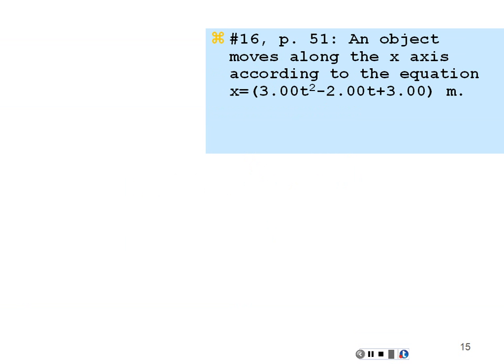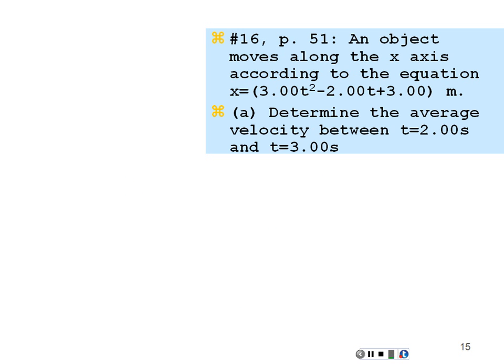So let's try a problem. An object moves along the x-axis according to the equation x equals 3t squared minus 2t plus 3. Determine the average velocity between t equals 2 seconds and t equals 3 seconds. So we have this equation, x equals 3t squared minus 2t plus 3. We want to find the average velocity between t equals 2 and 3 seconds.